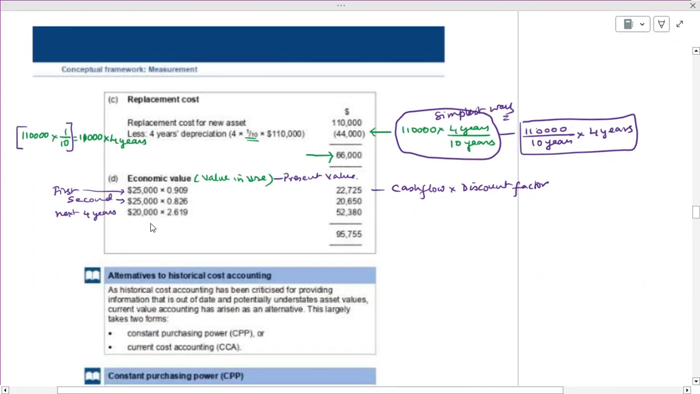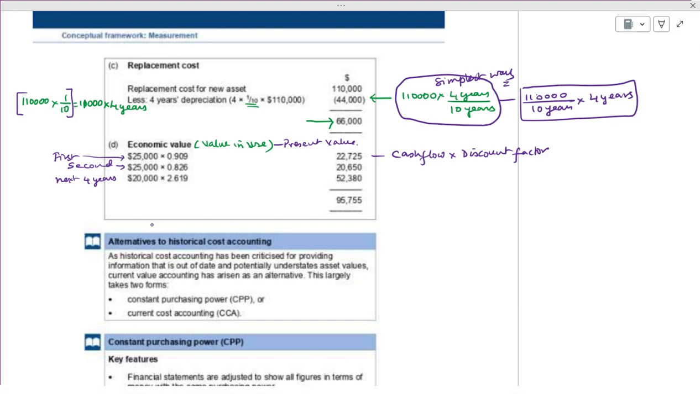Now they have mentioned this. We are not doing anything else. We are just doing cash flow times discount factor, multiplied by discount. This is the formula for present value. I am writing PV, present value. What is the formula? Cash flow times discount factor.